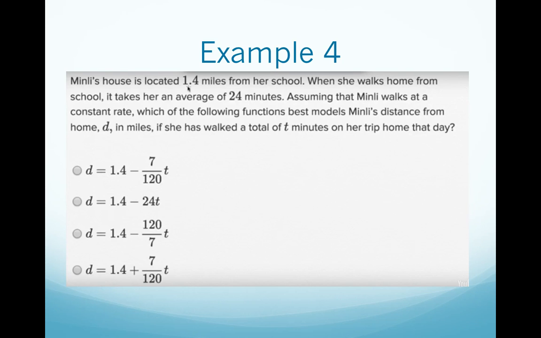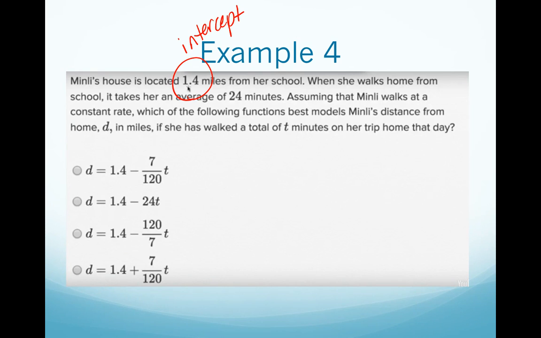Okay, so we want her distance as she's walking home. And so maybe you're looking at this on the SATs, you're running out of time, and you just say, I don't have time for this, and I want to guess and move forward. Well, we can narrow down our choices a little bit. So here it's saying she's 1.4 miles away. That's your start value. So that's your intercept or your constant term. They all have a constant term of 1.4.